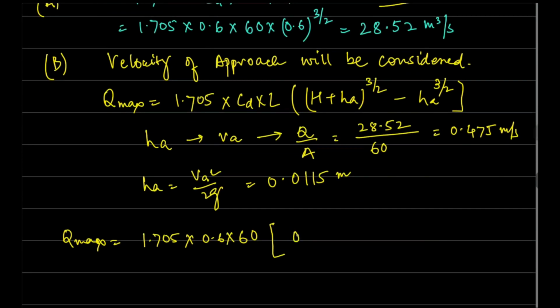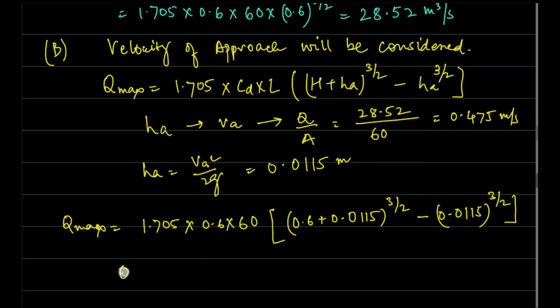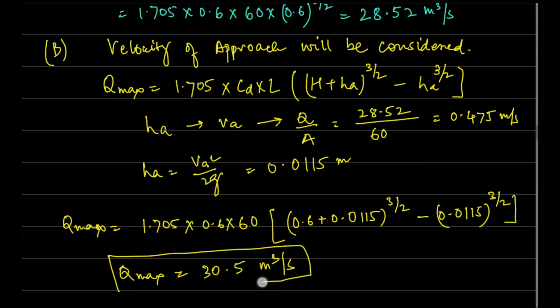So this is the 0.6 plus 0.0115 raised to the power 3 by 2 minus 0.0115 raised to the power 3 by 2. That will give us the value of Q max. So Q max will be equal to, coming out to be 30.5 meter cube per second.